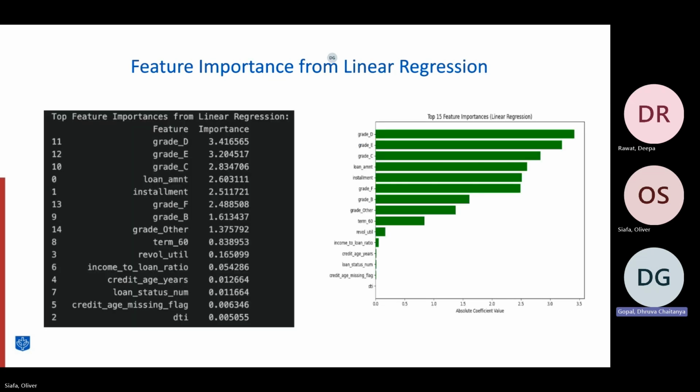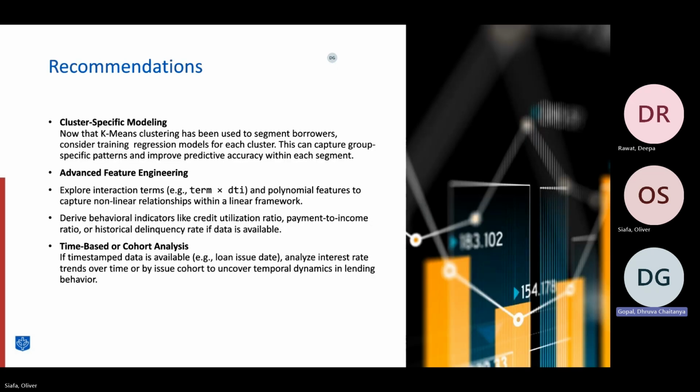Coming to the next slide. These are the final feature importances that we have selected from the linear regression model. When we plotted absolute values of coefficients, grade D again tops the list, followed by grade E and C. Features like DTI, loan status, and credit age had very minimal influence, but could be candidates for exclusion in future model iterations.